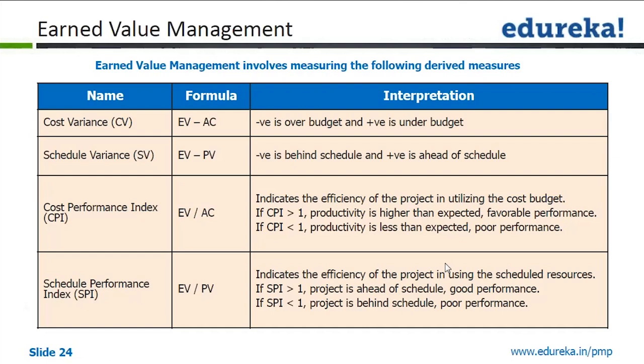Same thing, schedule variance. Schedule variance is earned value minus planned value. So here again, if you are negative and less than 1, you are behind schedule. If you are positive, you are ahead of schedule.